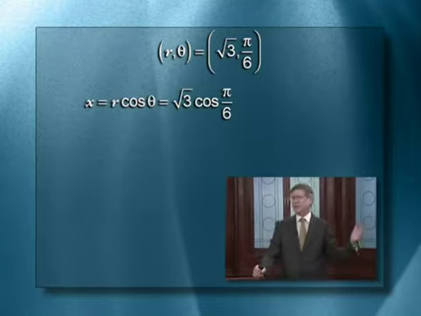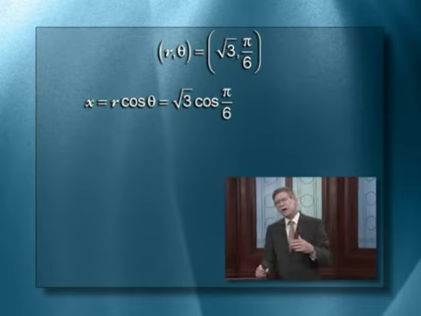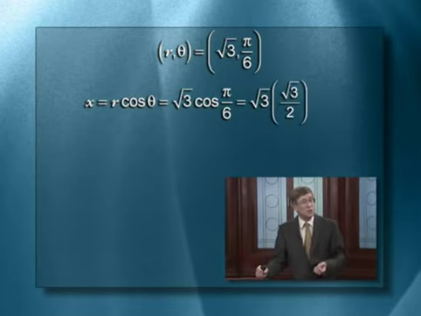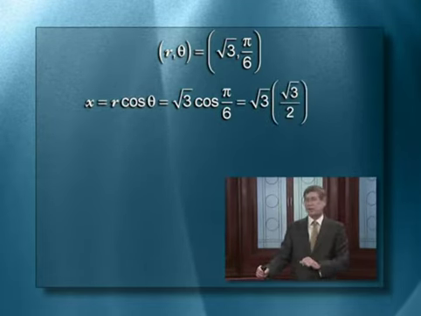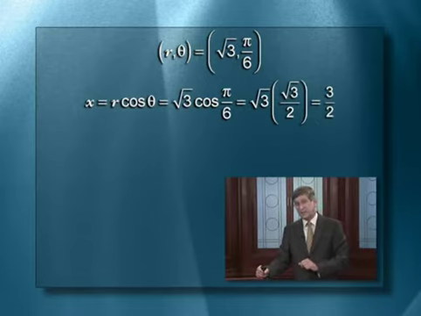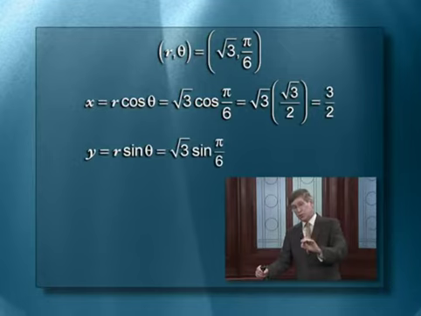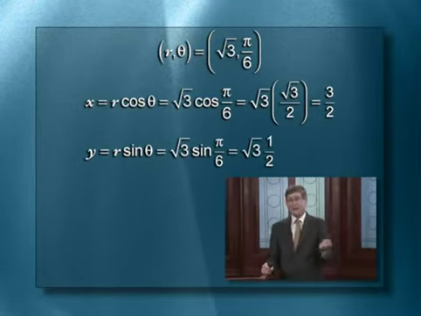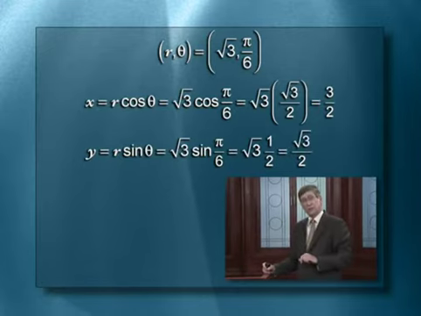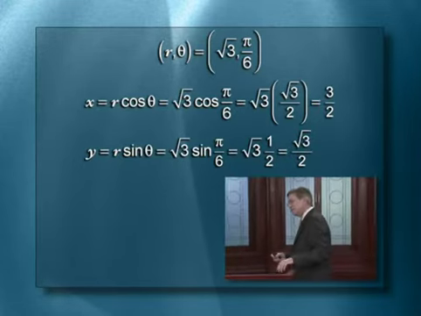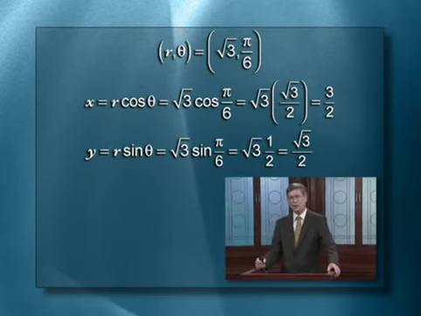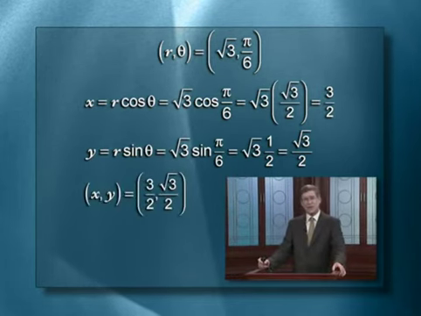A lot of trig coming into play here. Cosine of pi over 6 is square root of 3 over 2. And if you multiply those together, you get 3/2. What about y? Y is r sine theta. So it's square root of 3 sine pi over 6. Sine of pi over 6 is 1/2. And so you get square root of 3 over 2. So the Cartesian coordinates, the rectangular coordinates, are 3/2, square root of 3 over 2.